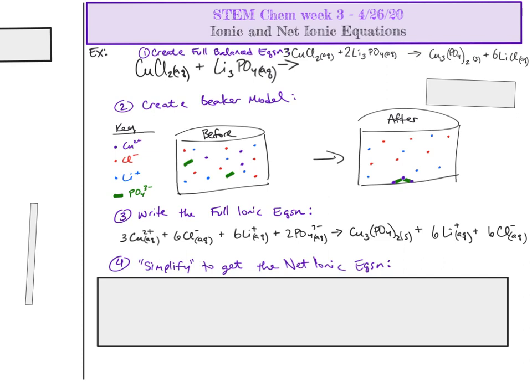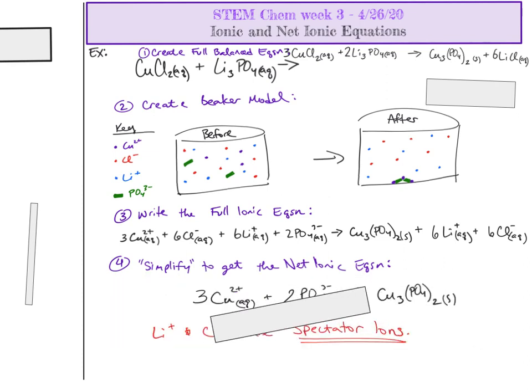Okay, then simplify and get that net ionic equation. So if I clean this up, we see, once we cancel, I guess I should have done that first, but here's my answer. If I cancel, I've got 6 chlorides here, 6 chlorides there, 6 lithiums here, 6 lithiums there. Nothing else gets to cancel, right? The copper phosphate solid is different than the copper ions and the phosphate ions. So that becomes our net ionic equation, the copper and the phosphate ion to make copper phosphate. And we can call the lithium and the chloride spectator ions. That is their official name.